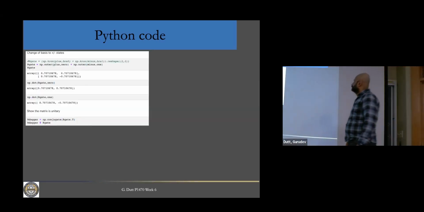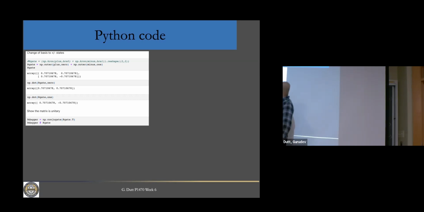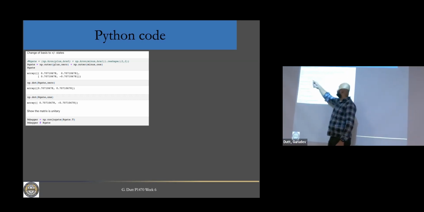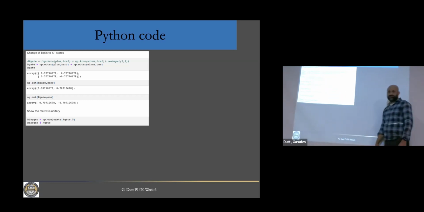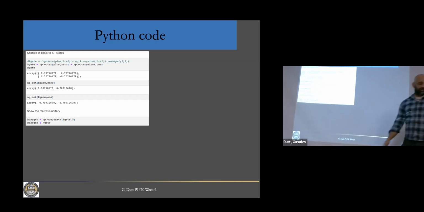And then I can do the change of basis to the plus minus states. So I call that the R gate. And then I take again the outer product of plus with 0, and the outer product of minus with 1. And then I get the same matrix that we've been working with. And again, if I want to find what it does to 0 or 1, you can show that it's unitary, etc.